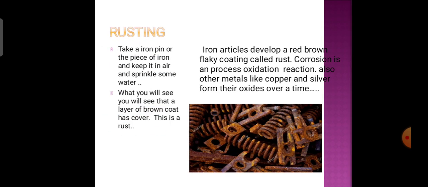Rusting. Take a piece of iron and keep it in the air and sprinkle some water. What will you see after some days? You will see that a layer of brown coat has covered it. This is called rust. Iron develops a red-brown flaky coating called rust. Also, metals like copper and silver form their oxides over a period of time.